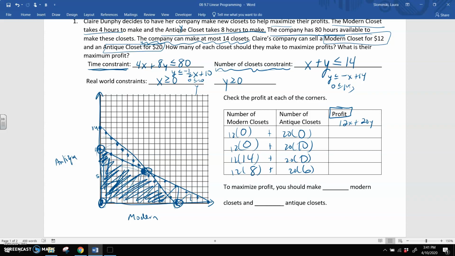But 12 times 0 plus 20 times 0 is obviously 0. 12 times 0 plus 20 times 10 gave me 200. 12 times 14 plus 20 times 0 gave me 168. And last but not least, 12 times 8 plus 20 times 6 gave me $216. So again, this combination gives me my maximum profit. So to maximize my profit, you should make 8 modern closets and 6 antique closets. So you can see how you'd use this as a business owner to make sure that you're making your most money possible.